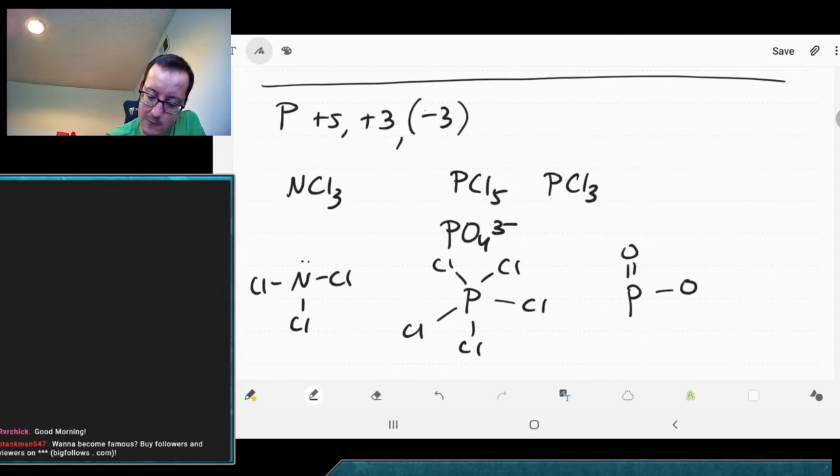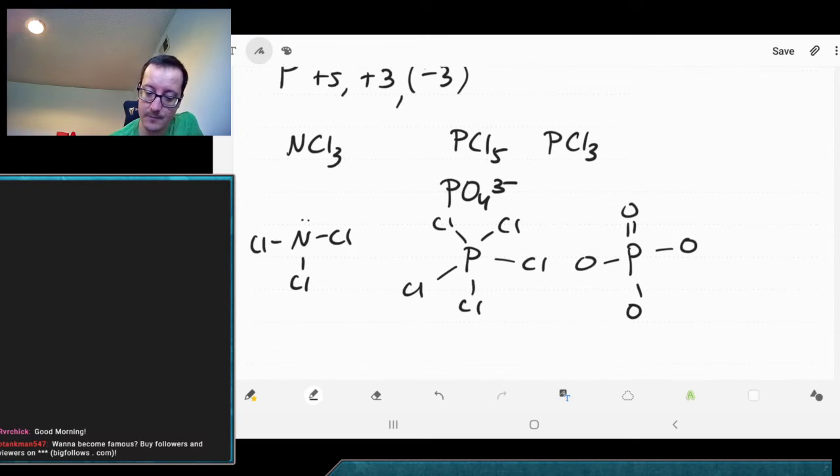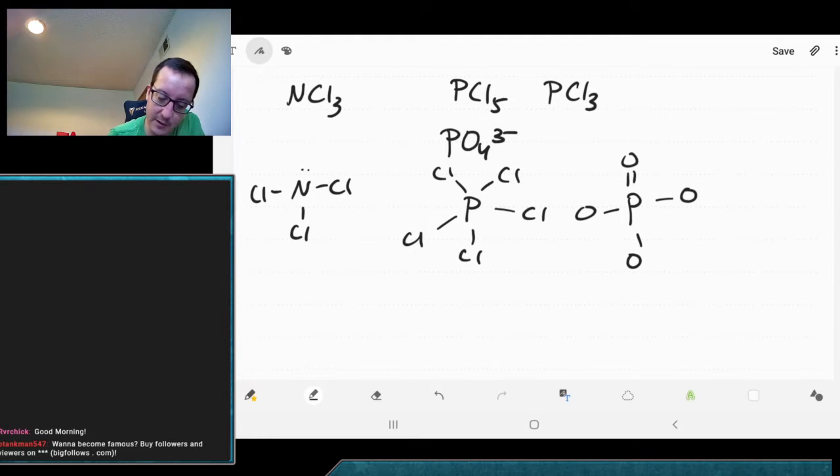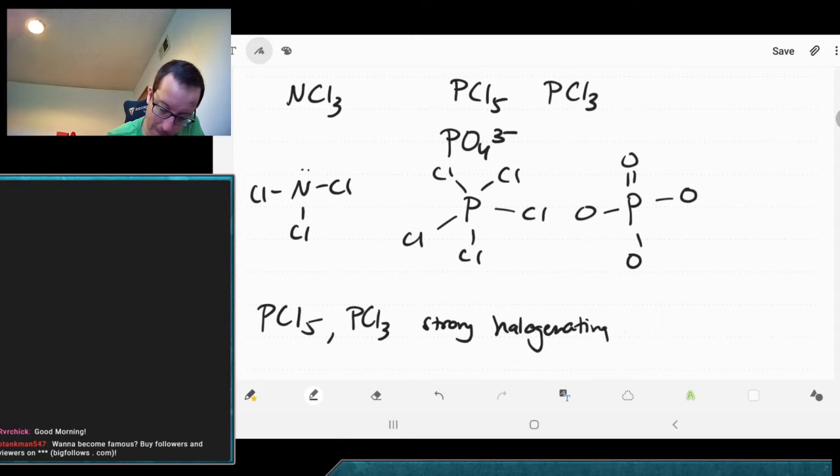With phosphate, we do have the expanded octet here. It's actually pretty common to see it in the +5 oxidation state. And we do see that these are going to be pretty common. So PCl5 and PCl3 are kind of strong halogenating agents. And so in organic chemistry, we'll see these a lot. They're very useful for us.